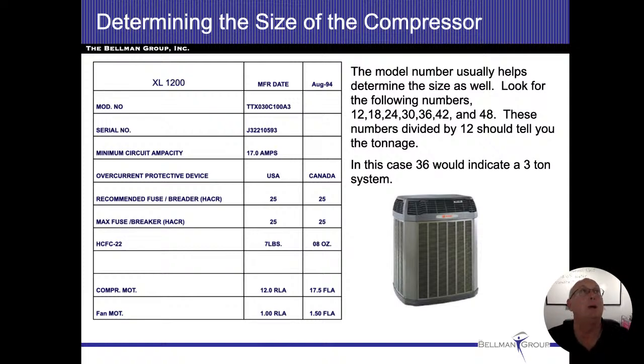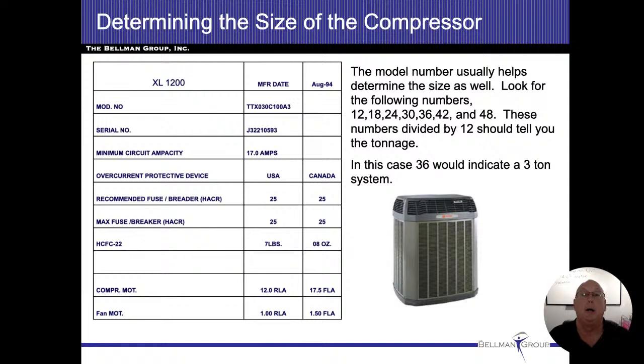So if we look at the model number on this one, I'm seeing TTX030. All right. So the 030 is going to basically tell me 30,000 BTUs. So at 30,000 BTUs, 12 times 2 is 24, 24 plus 6, which is a half a ton, gives me 30. So 2.5 tons is the size of this air conditioning unit.